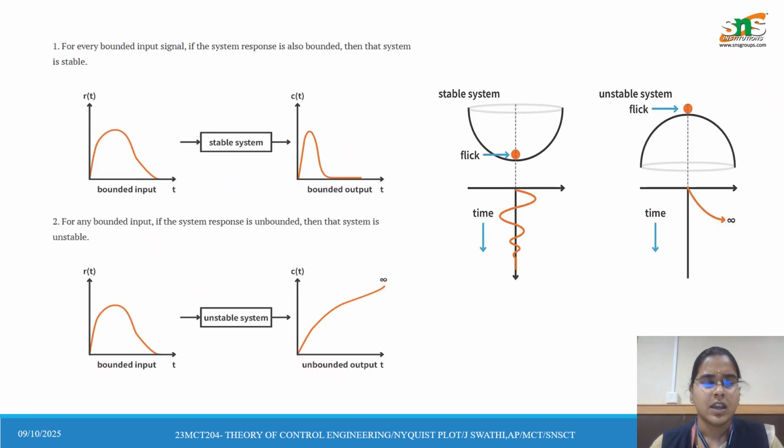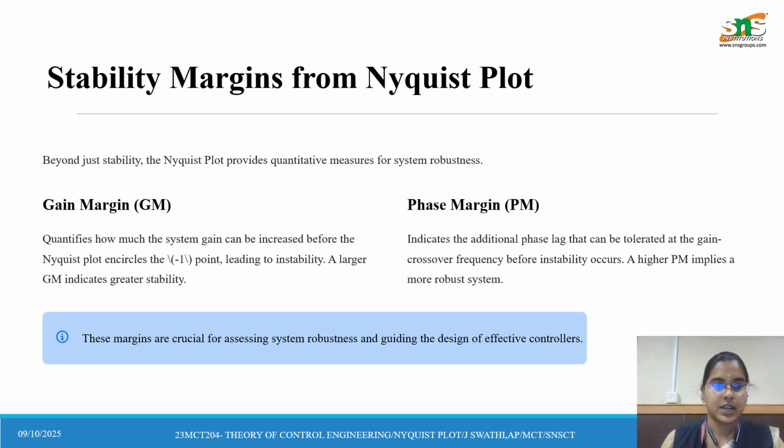So here you can see we have a bounded input signal and the system response is bounded, giving a bounded output. If the system is unstable, we have a bounded input and we have an unbounded output. So these are the few terms you have to get clarified. Here you can see for the stable and unstable system, we have a ball in the stable condition where it finally comes to rest after a period of time. For the unstable, it goes to infinity. We cannot say the system is in steady state condition.